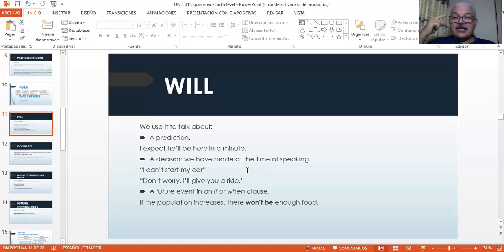Then a decision that we, let's say, have taken at the moment of speaking, we say, I can't start my car. Don't worry, I'll give you a ride. So at this moment in which I cannot turn my car on, somebody else is listening to me, and at this moment, he or she decided to give me a ride. So that's the idea at this moment.